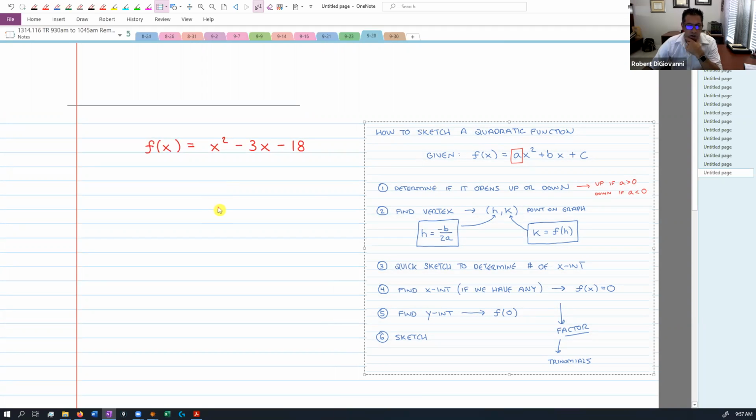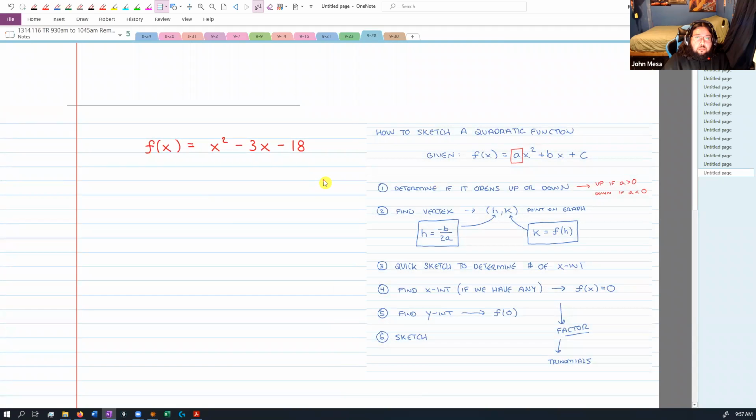Okay. I'll give you some time to see how you do with this. I'll give you a warning though. When you get to the vertex, you're going to have fractions, which means it's okay if you use your calculator for decimals. When you find H, it's going to be a decimal or a fraction, and that means you have to plug that into the function.